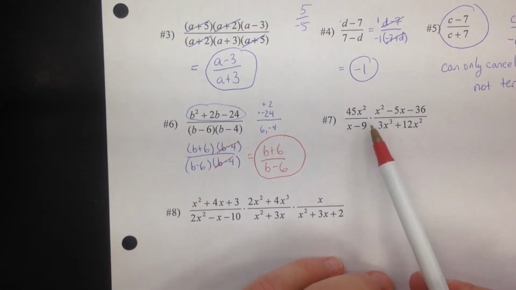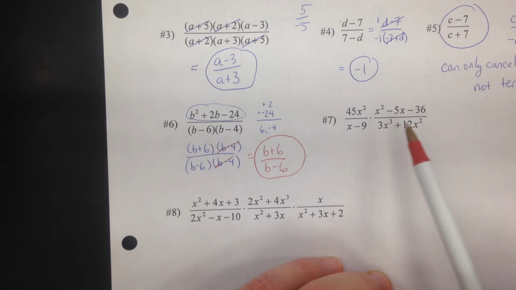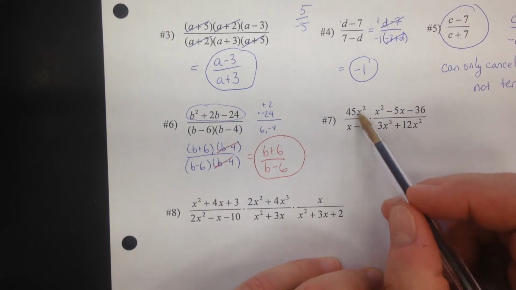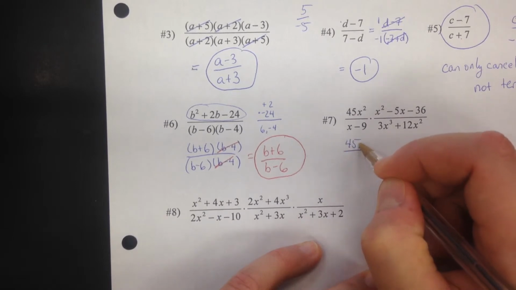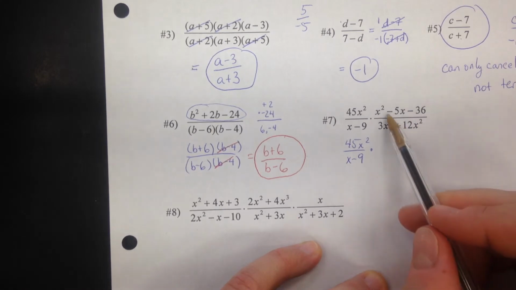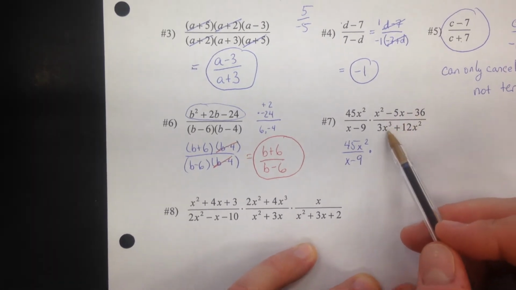All right, number 7. Before you start canceling, you want to factor anything that you can factor. So for number 7, 45x squared over x minus 9, that's already good. I'm just going to copy that down: 45x squared over x minus 9 times. Now I'm going to factor the numerator x squared minus 5x minus 36.